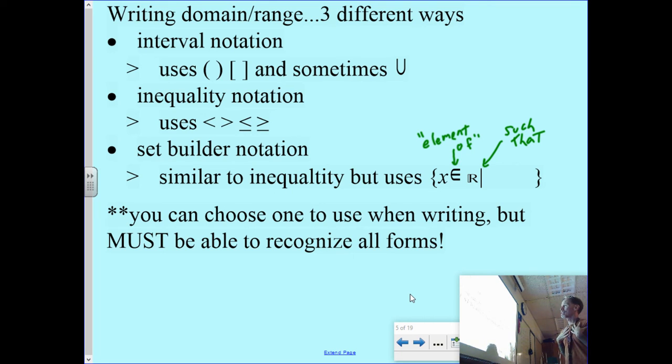Usually when I write things myself, I use interval notation. Sometimes I use inequality. It's pretty rare that I write set notation myself, but you do have to know how to recognize all those things, okay? So when you write it yourself, I don't care what you write, but definitely be able to recognize what each one of them says, okay?